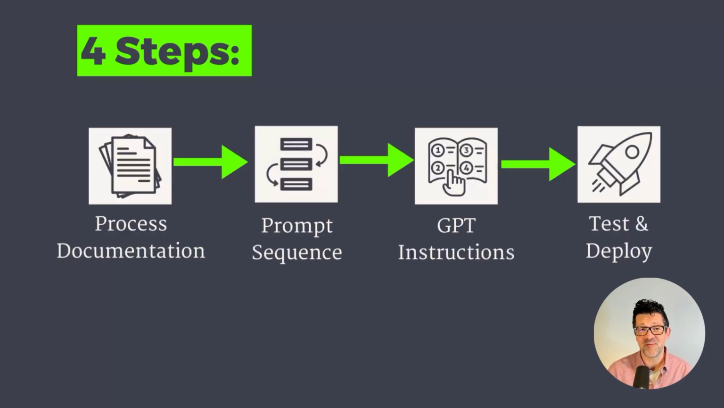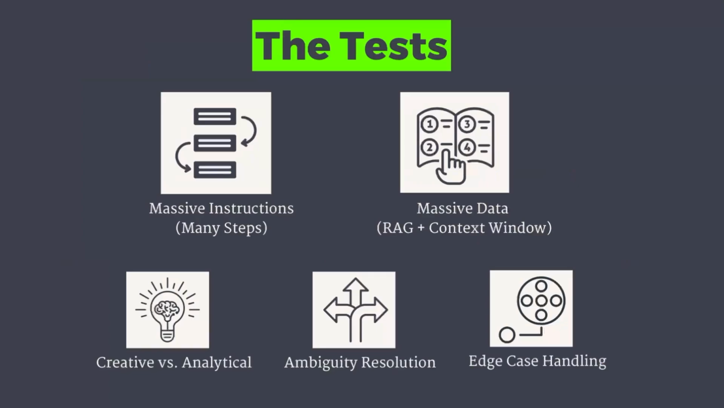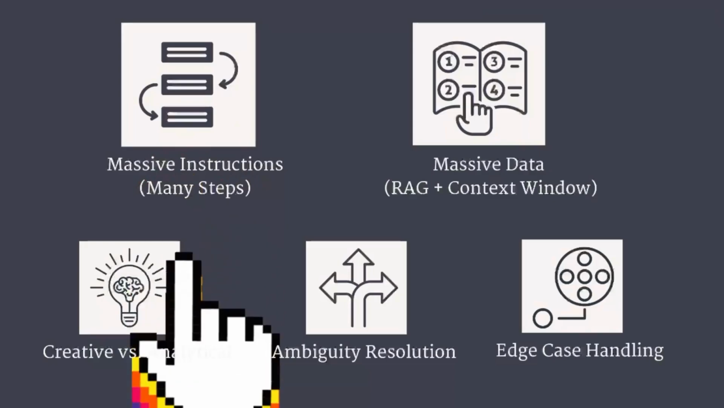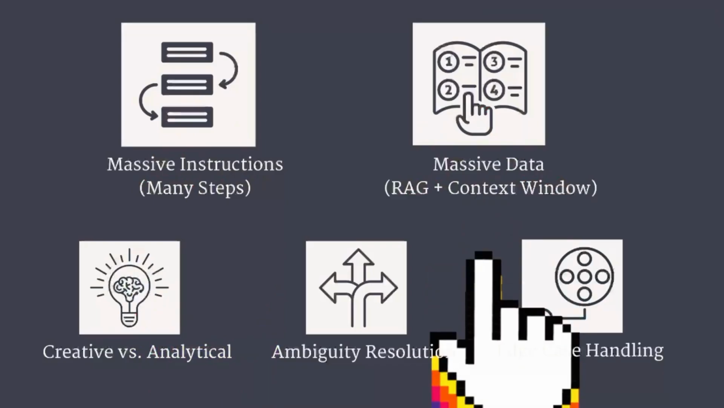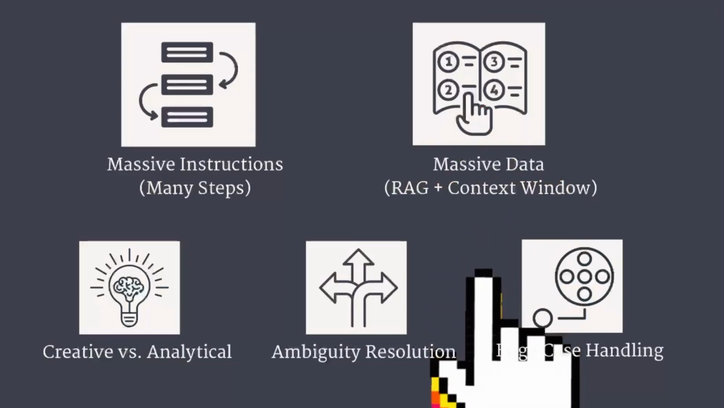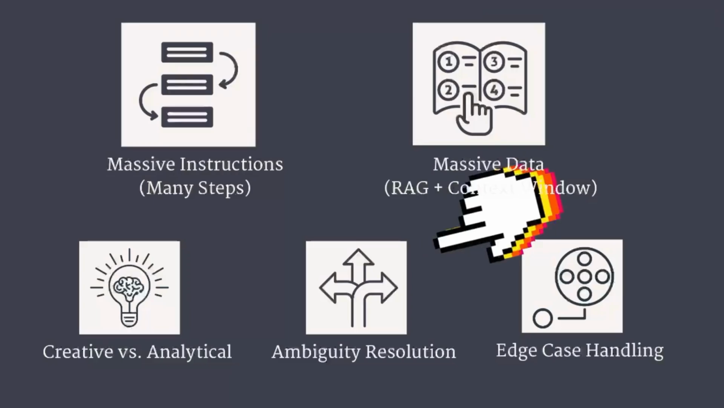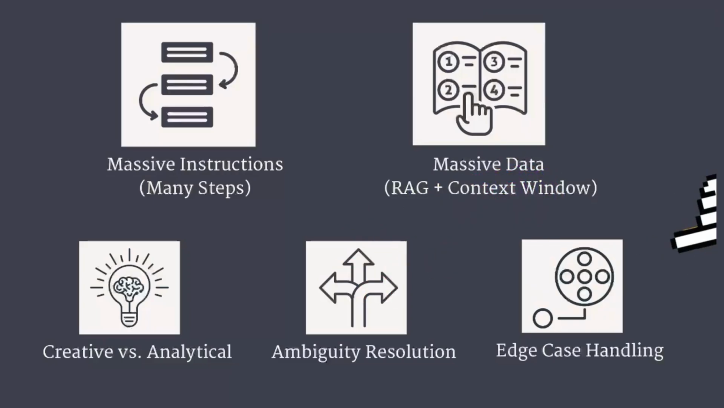I've covered my 4-step process for building automations with these tools in other videos. I'll do a quick recap of that before we get into these tests here. We're going to test these tools with massive instructions, aka many steps in our process. We're going to test these with massive data, looking at RAG and context window limitations. And we're going to get into creative versus analytical tests, ambiguity resolution tests, and edge case handling tests.